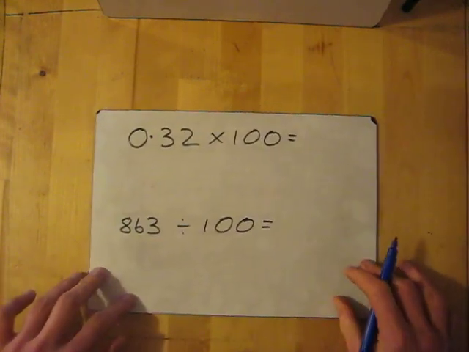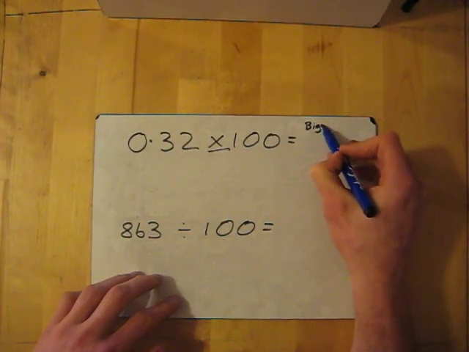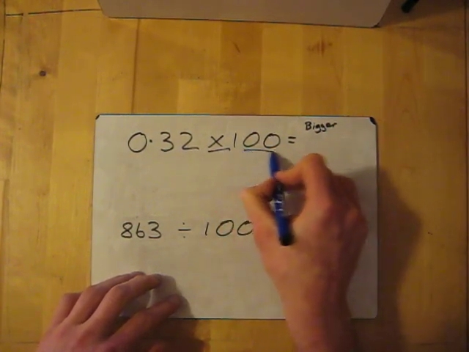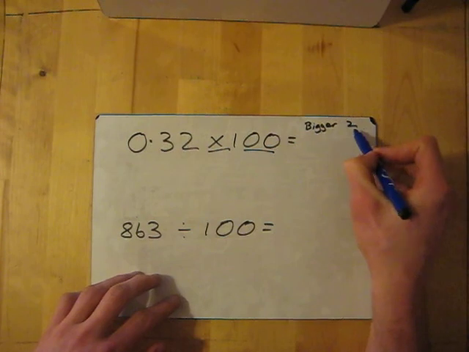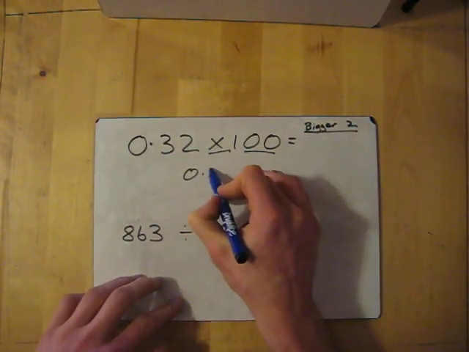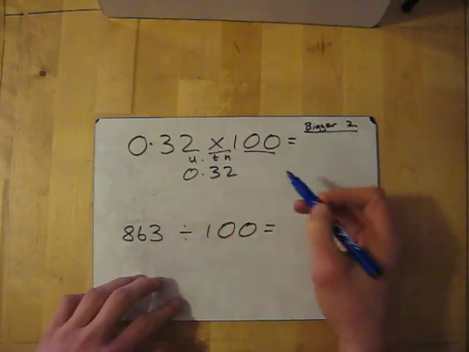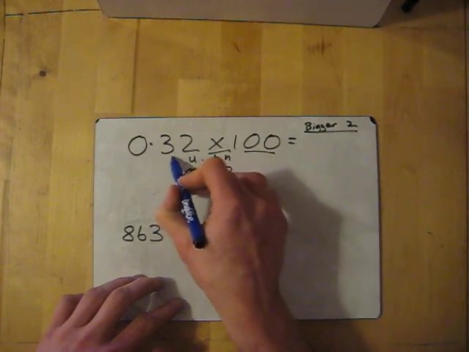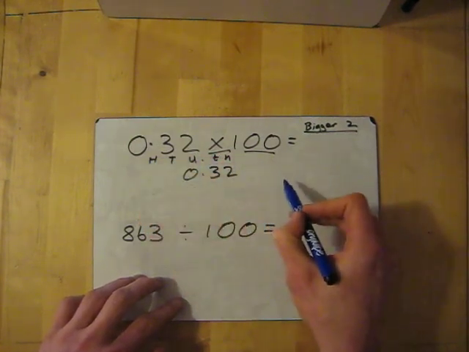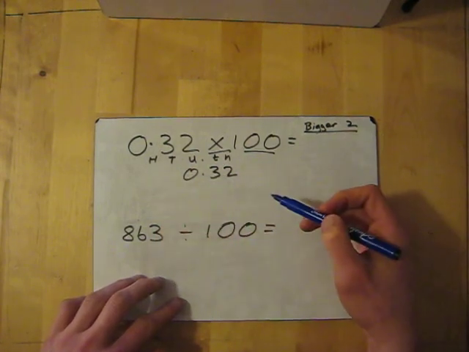Okay, let's try it with another question. So 0.32 times 100. So bigger or smaller? It's going to be bigger. How many places? It's got 2 zeros in 100, so it's bigger by 2. So we'll keep that in mind. So we'll write our 0.32. We've got our units, decimal point, tenths, hundredths, and then tens and hundreds, because it's going to get bigger by 2. So we need to make sure we've got enough room to move everything up.